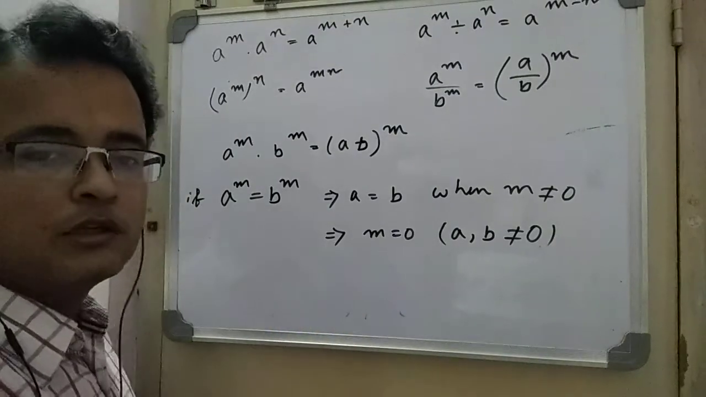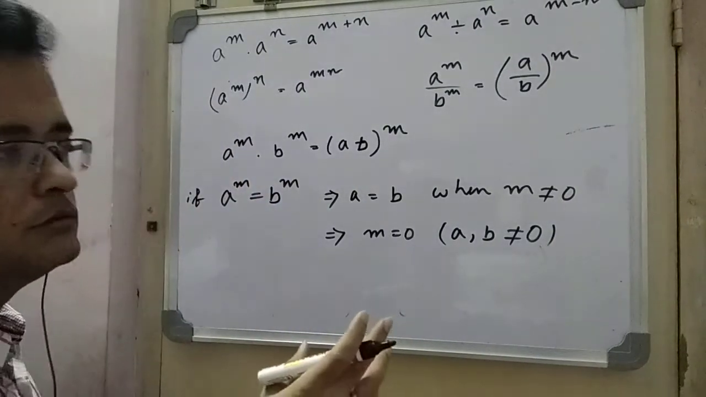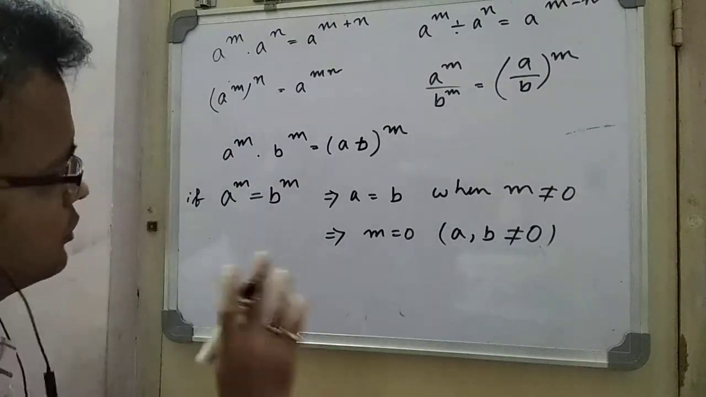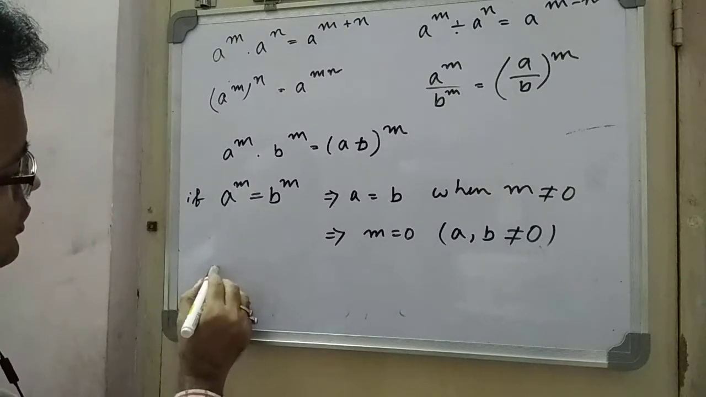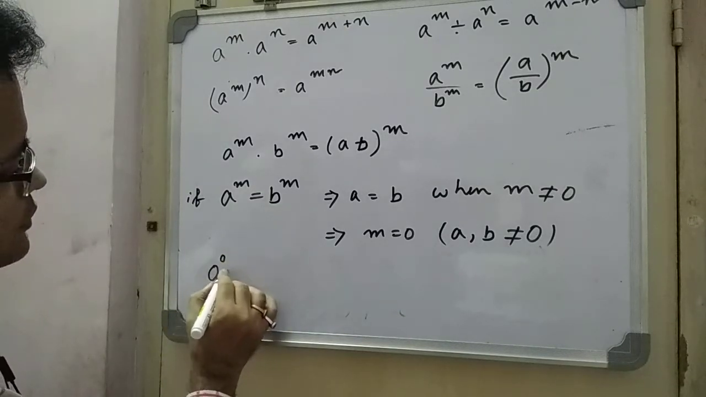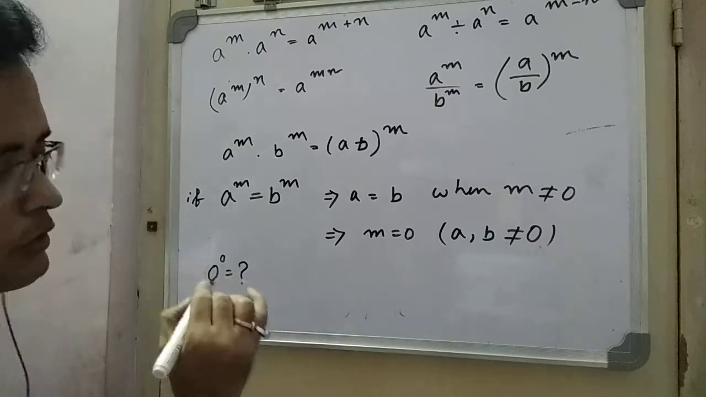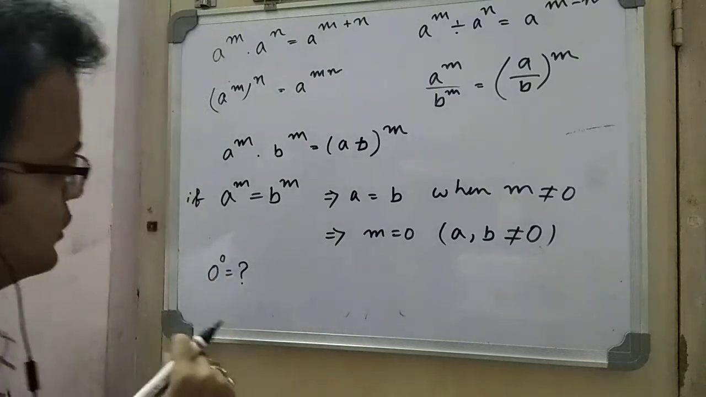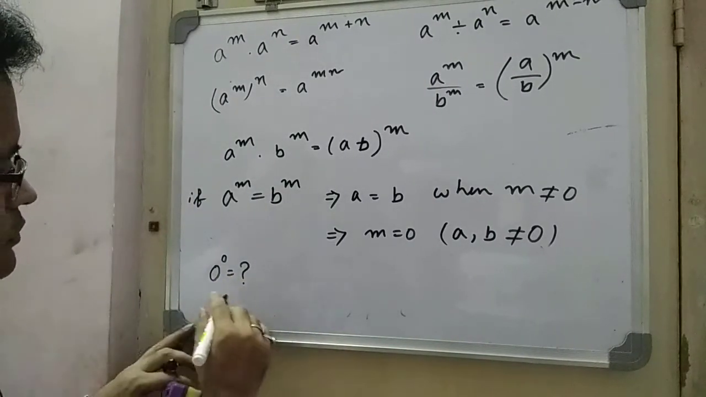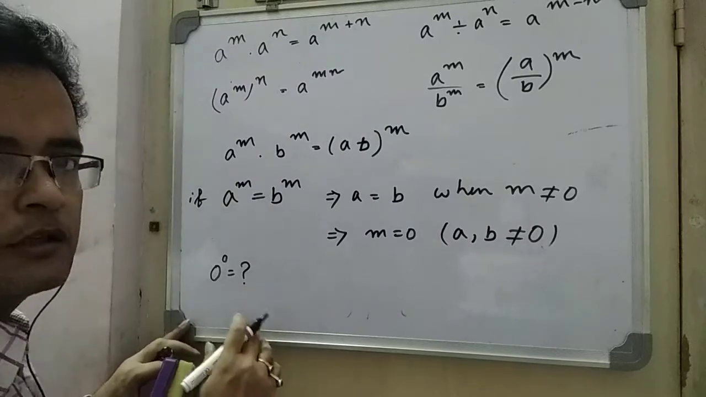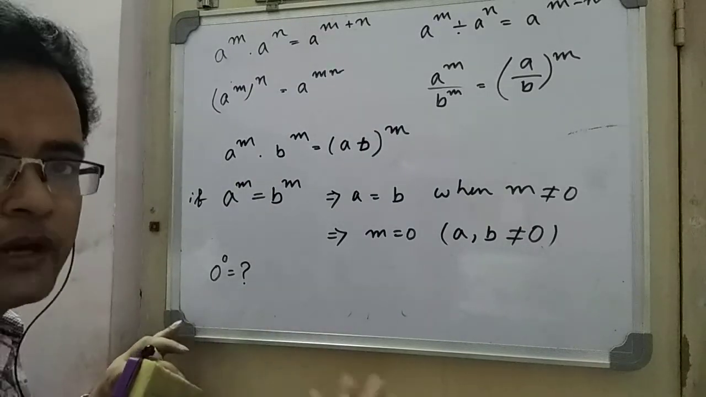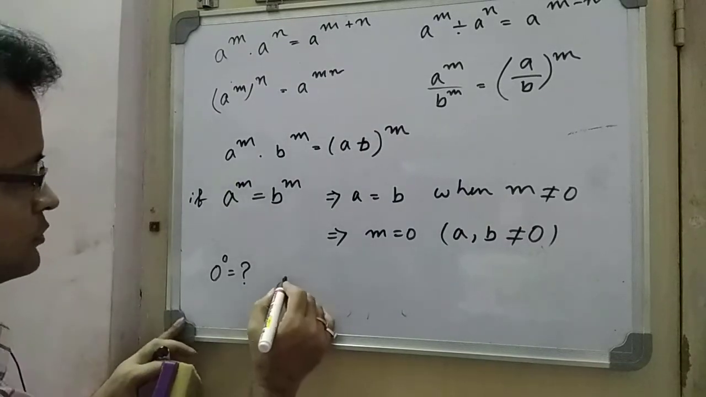With that, I want to add something on indices, like what is the value of 0 to the power 0. I forgot to discuss this yesterday. What is the value of this? Actually, this is indeterminate or undefined, and why it is, I will just discuss.